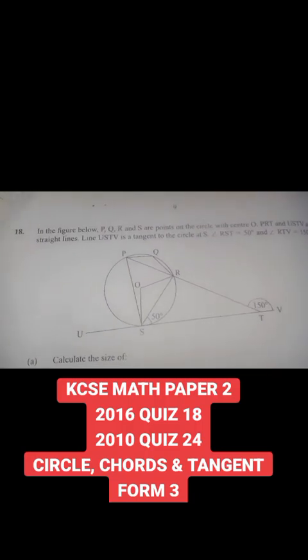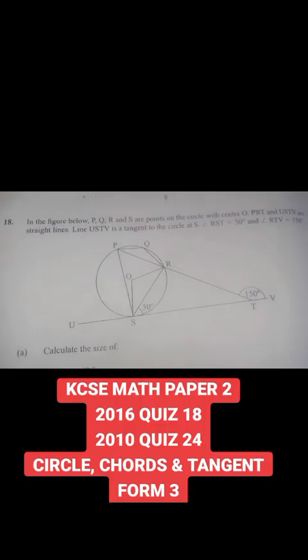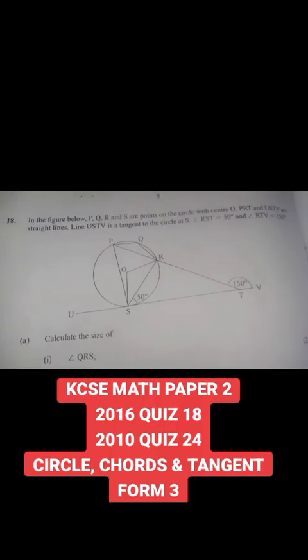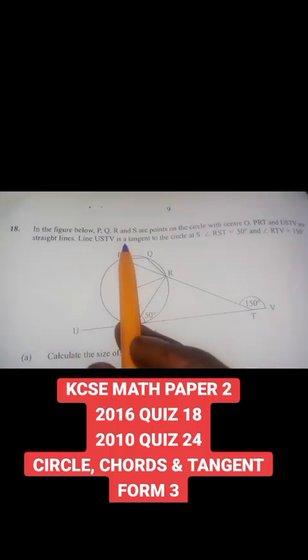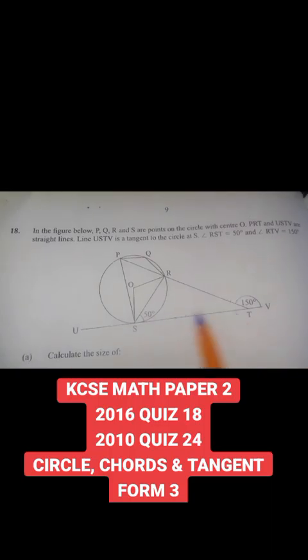Hi friends, let us look at this question here. In the figure below, P, Q, R and S are points on a circle with center O, and P, R, T are on this side line. Then you're told that USTV is a tangent.